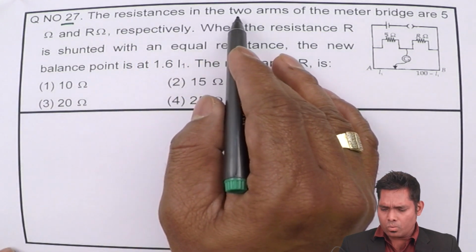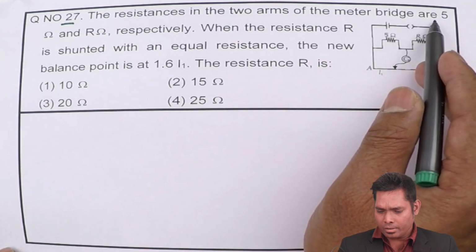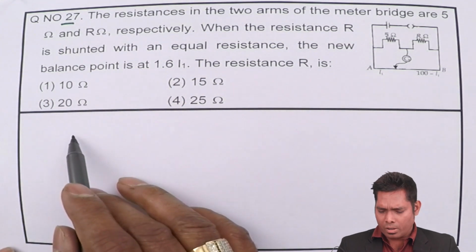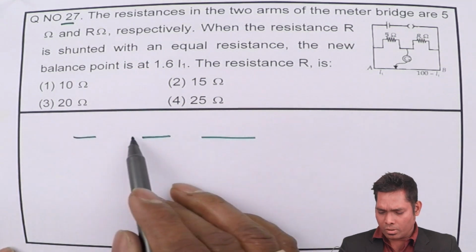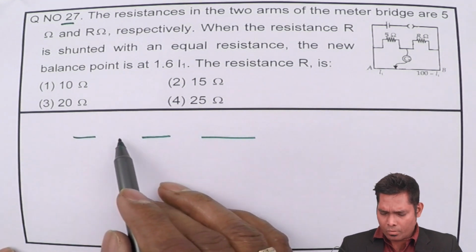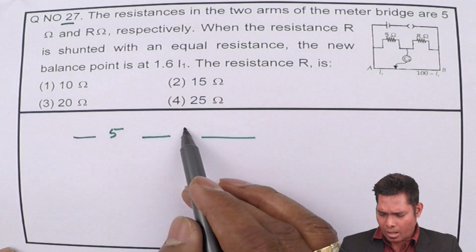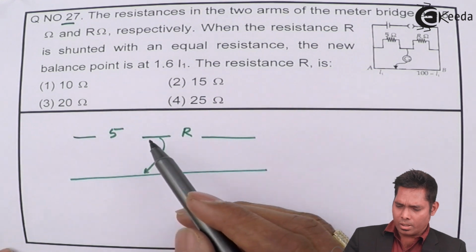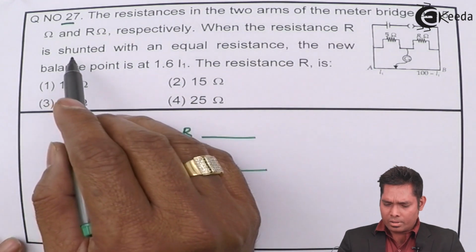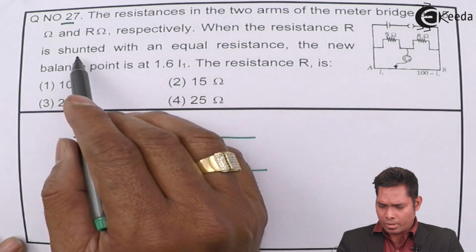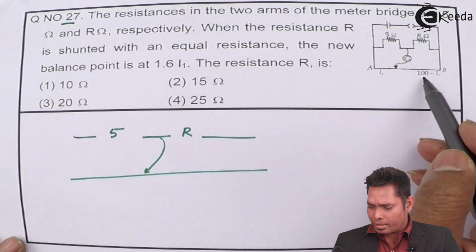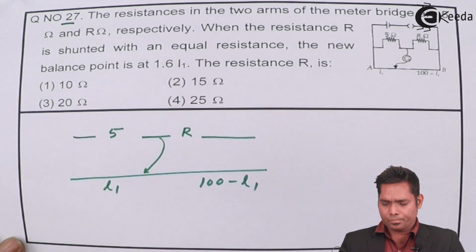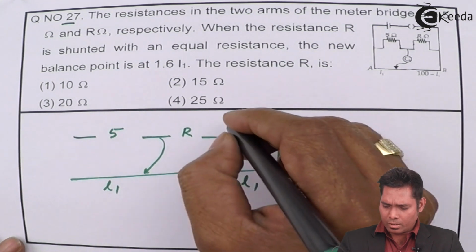The resistances in the two arms of the meter bridge are 5 ohm and R ohm. So in a meter bridge we have two gaps, one is the left gap, one is the right gap. 5 ohm is here, R ohm is here, and the balancing point, when the resistance R is shunted, is obtained as L1 and 100 minus L1. This is the first situation.